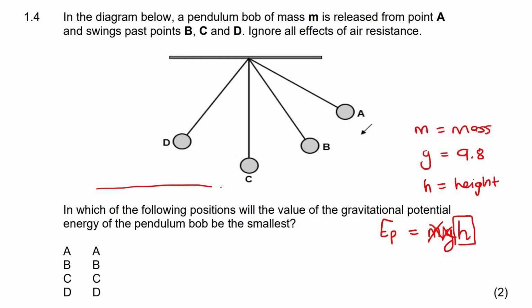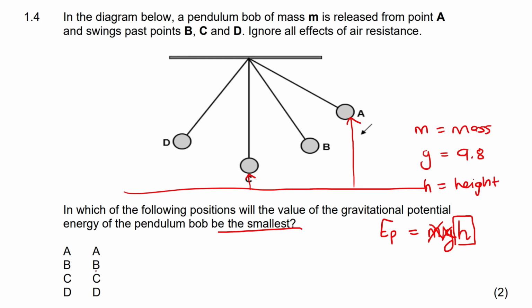So if this is our reference, let's say we've got the ground over here, then can we all agree that the largest height is this one and the smallest height is this one? So they said, where will the energy be the smallest? Well, that would be at C, because that's where the height is the smallest, and so this part here would have to be the smallest as well.